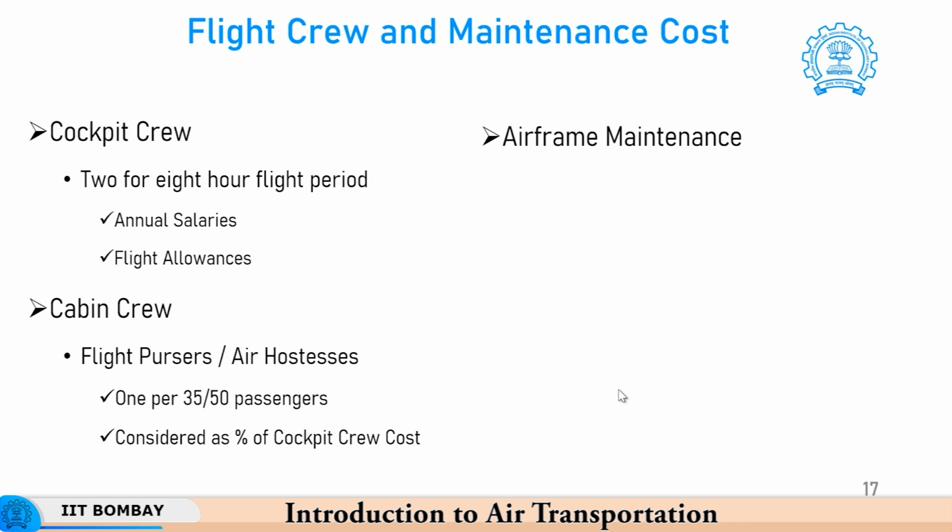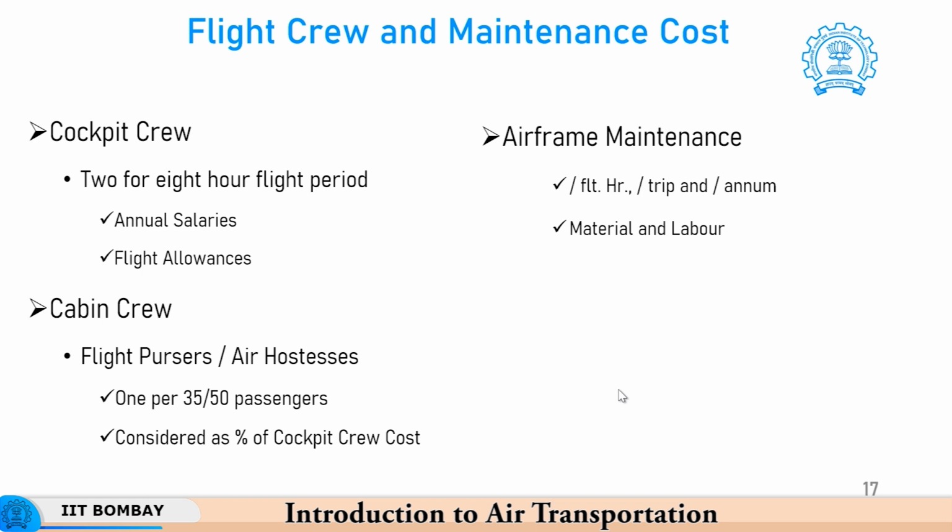As far as maintenance is concerned, as I said, there are two major components, the airframe maintenance and the engine maintenance. In the airframe maintenance, you measure these costs either in so many units of currency or dollars per flight hour or per trip or per annum. There are various kinds of numbers which can be calculated. There are two major components here. There is a material cost and then there is a labor cost.